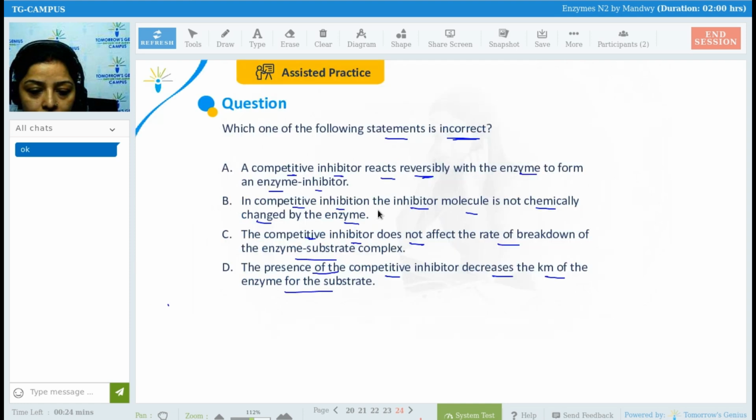Now let's see the question. Which of the following statements is incorrect? Competitive inhibitor reacts reversibly with the enzyme to form an enzyme inhibitor. In competitive inhibition, the inhibitor molecule is not chemically changed by the enzyme. Is it so? Answer it quickly.